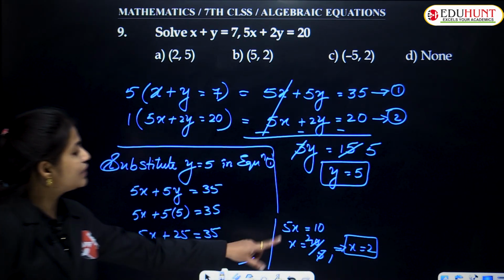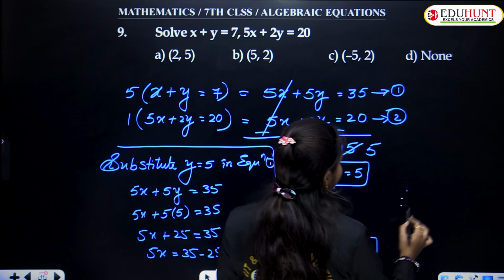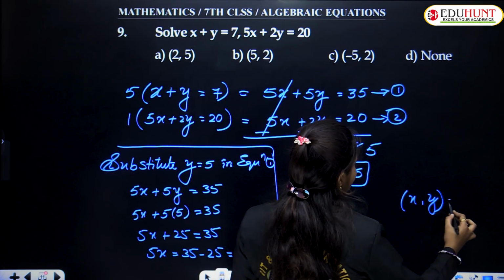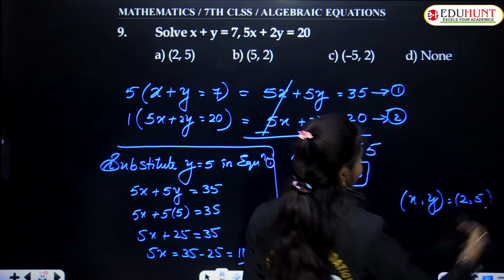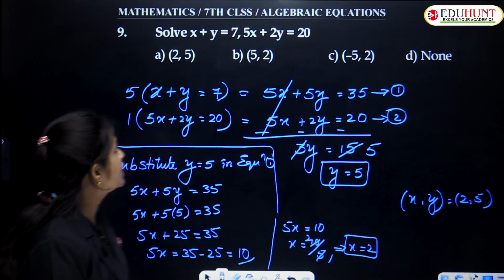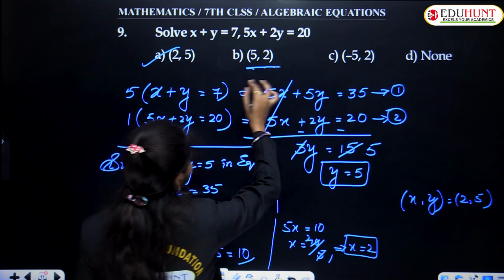Okay. Now we have that x value and y value. Again, ordered pair we have to write. So here x comma y. So here x is equal to, we got that 2 and y is equal to 5. Okay. So which option is correct, ma? 2 comma 5. So children, here they given 5 comma 2.